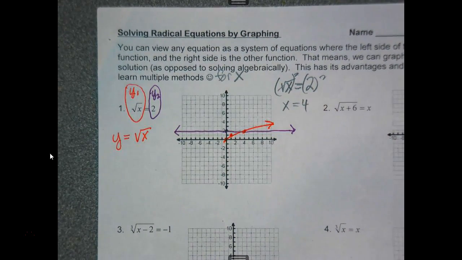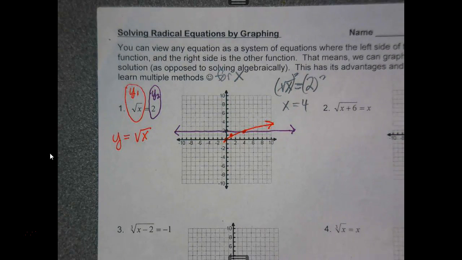Now, if you don't remember the good points and how to graph the square root of x, what can you do? Put it in your calculators. Very good.